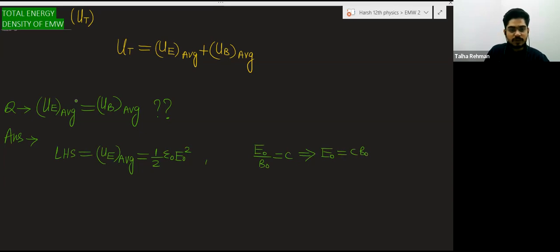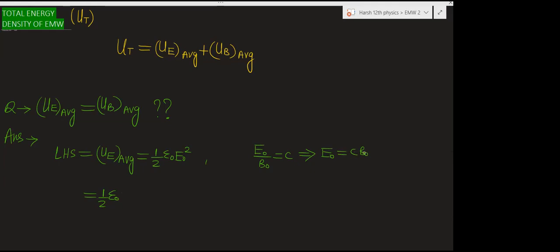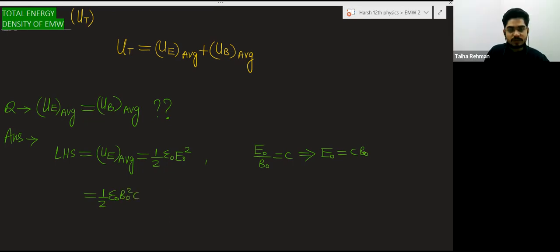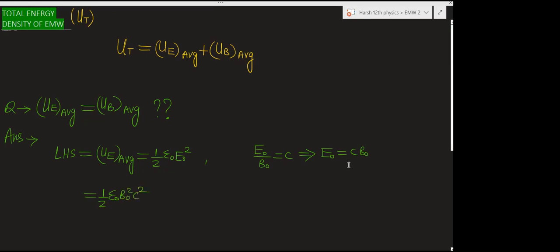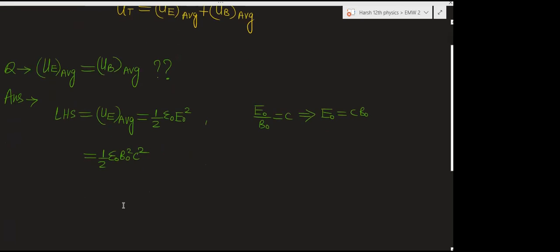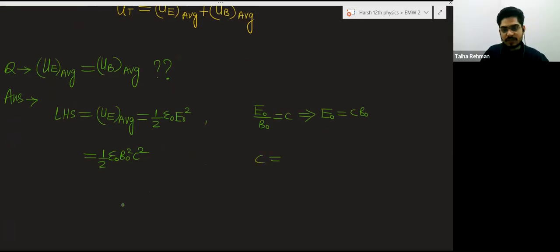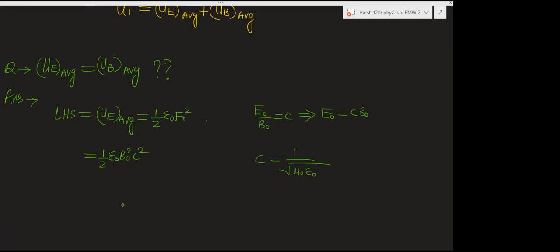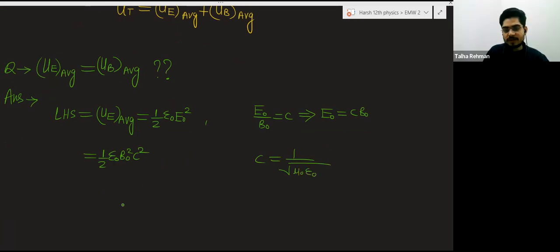Okay. So here you can write half of epsilon naught, and instead of E naught square, you can write V naught square into C square. Now there is a relation: C is equal to 1 upon root of mu naught into epsilon naught. When you take C square, it will become 1 upon mu naught into epsilon naught.